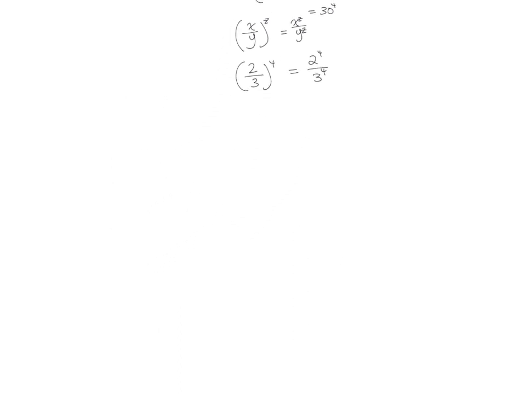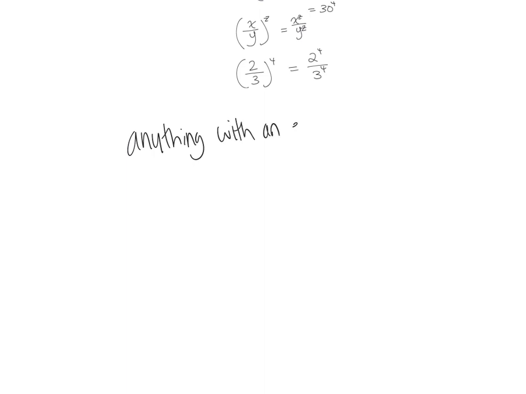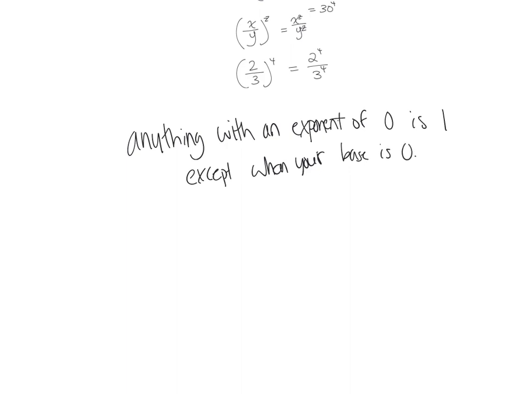Lastly, we have anything to the power of 0 is 1, except for when your base is 0. So if I have 10 to the power of 0, it's 1. 2 to the power of 0 is going to be 1. Negative 5 to the power of 0 is 1.